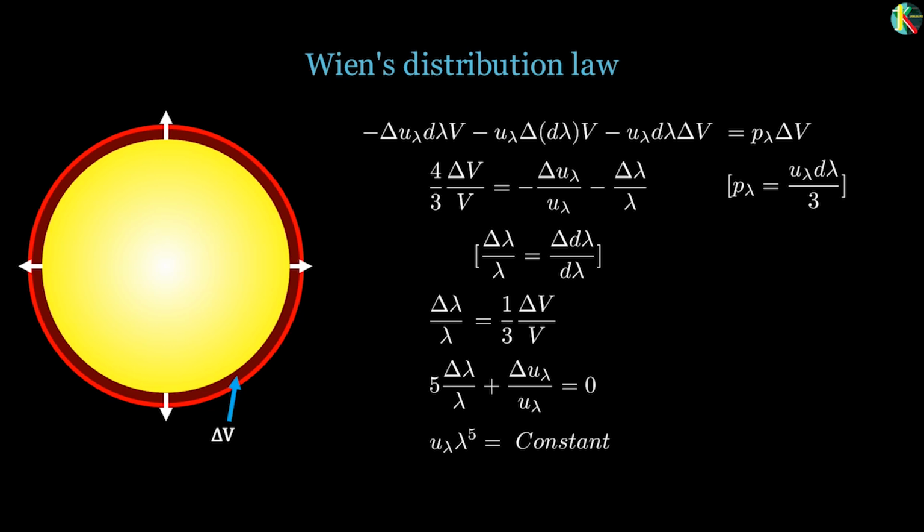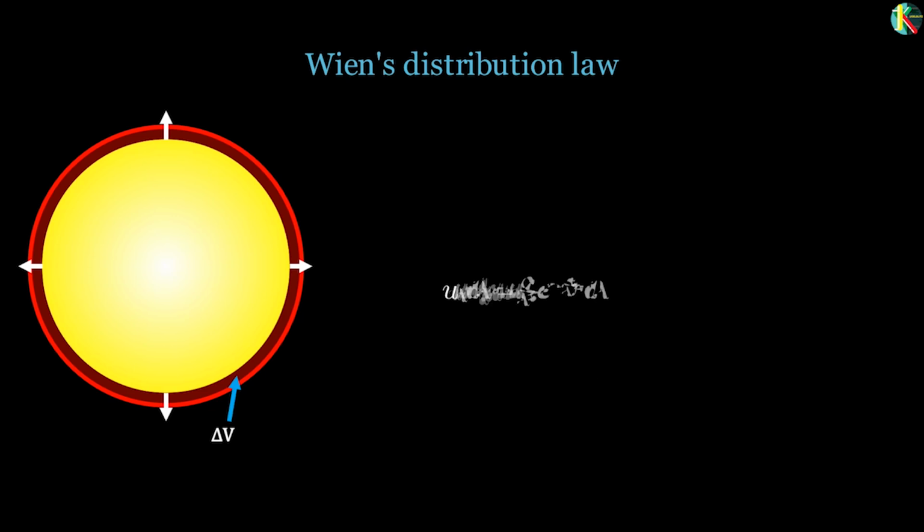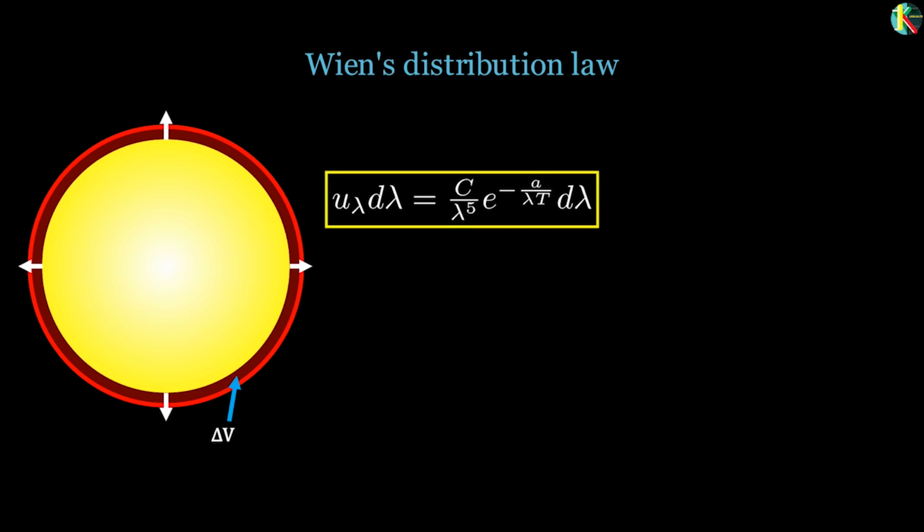Plainly, u lambda is a function of T, so the constant must involve T. But for this process we know lambda T is equal to constant. So this constant is a function of the product of lambda multiplied by T. Finally, the equation should look like this. Wien suggested the function f(lambda T) from the analogy of Boltzmann energy distribution. So the final form of Wien's distribution law looks like this. But this was as far as Wien could go without knowing anything about the actual form of the spectrum.